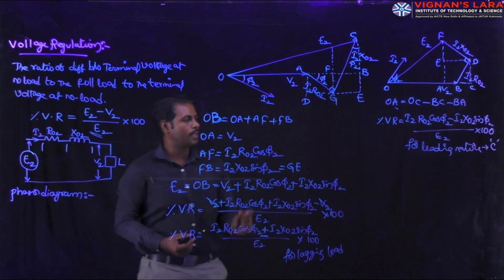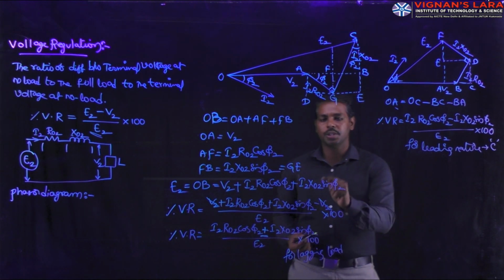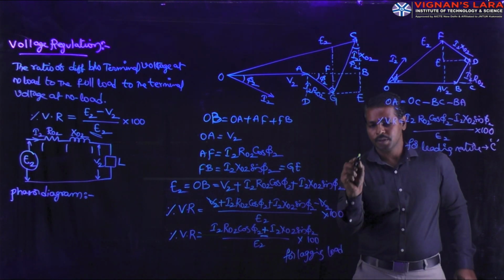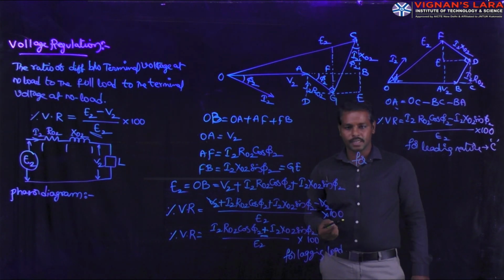Whenever the voltage regulation of a transformer is to be calculated for zero voltage regulation, at what conditions do we get zero voltage regulation?